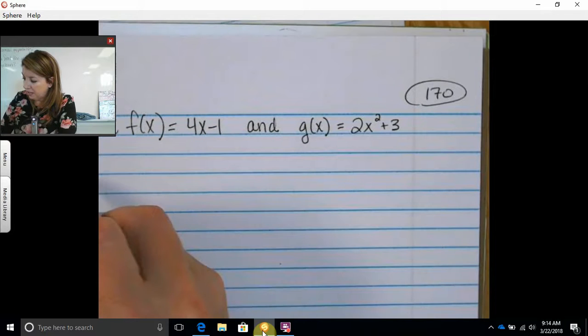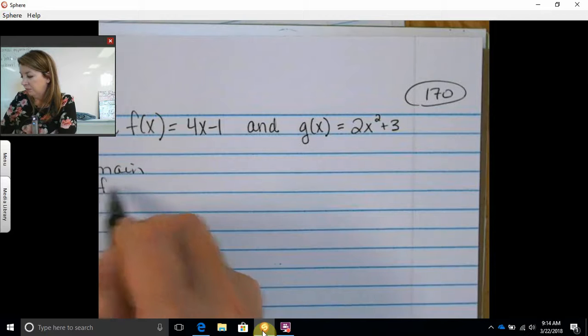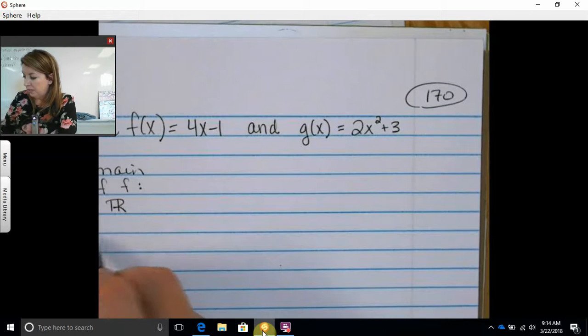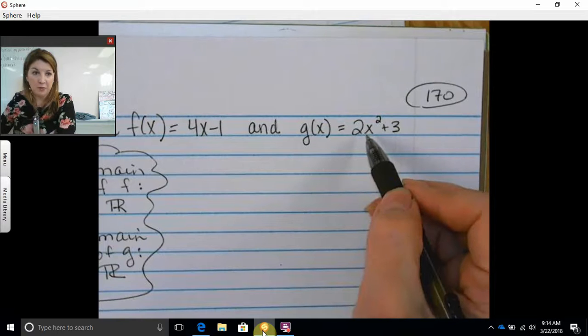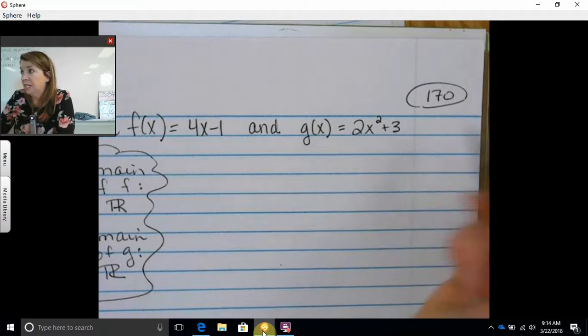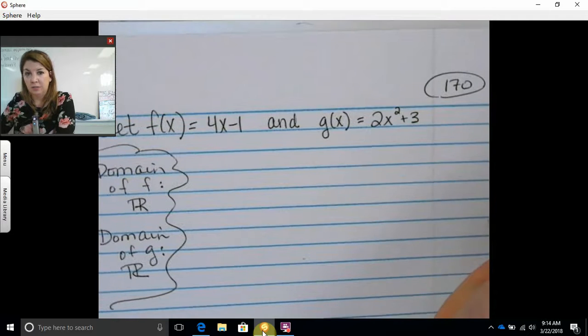And what's my domain of f? All real numbers. Good. What's my domain of g? Also all real numbers. Exactly. Because I could substitute anything in for x, any real number, square it, and multiply by 2 and add 3, and I'm going to get a real number, right? So they're both all real numbers on that one.